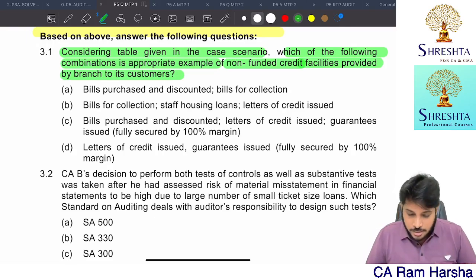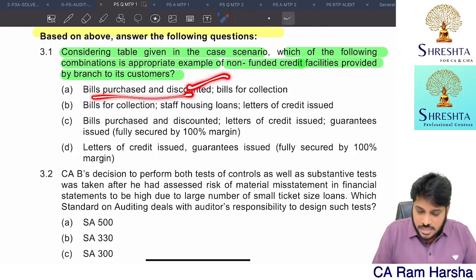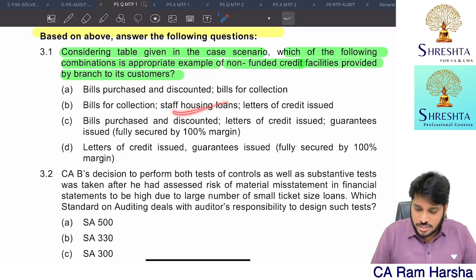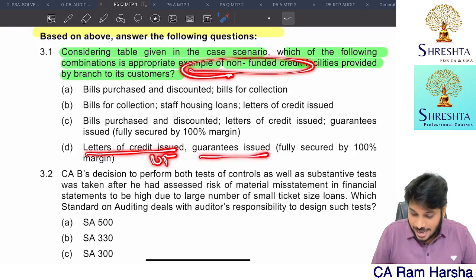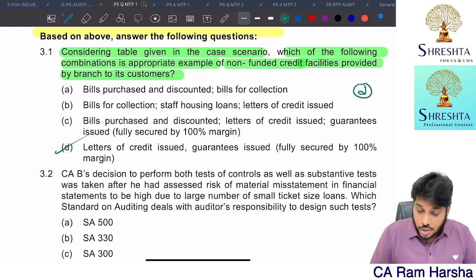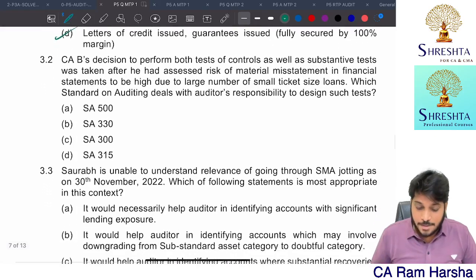What are non-funded? Bills purchased and discounted is funded. Bills for collection is not at all a credit facility. Staff housing loan is funded. They are asking for an example of non-funded. Letter of credit, non-funded. Guarantees issued, non-funded. So the answer is D. I hope you understood why we selected D.